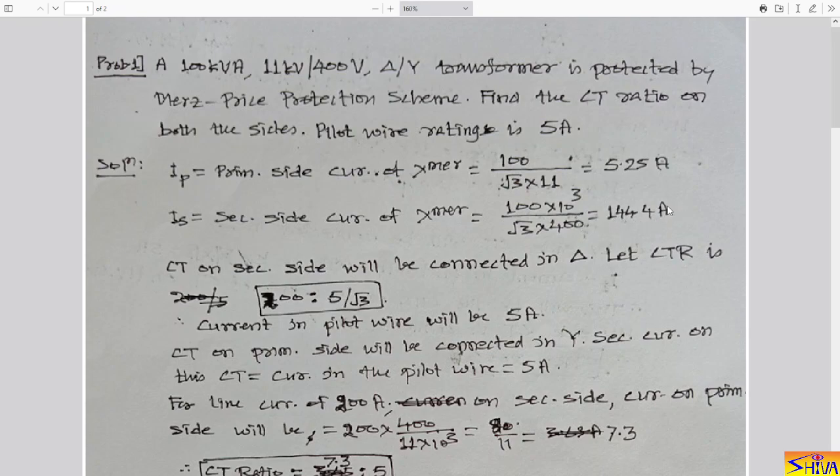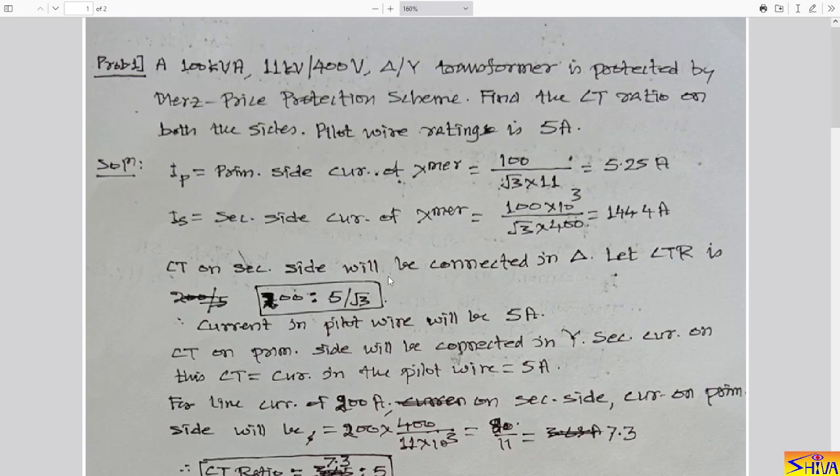Now let us decide the CT ratio on the secondary side first. CT on this secondary side will be connected in delta. Let us select CT ratio of 200 is to 5 by root 3. Now why 200? Because on secondary side rated current is 144.4 ampere. So nearest available round figure is 200 amperes. So we are selecting 200 ampere as the primary rating of the CT connected on the secondary side. Now why 5 by root 3 secondary? Because pilot wire rating is 5 ampere. So this is the line current which is entering into the pilot wire.